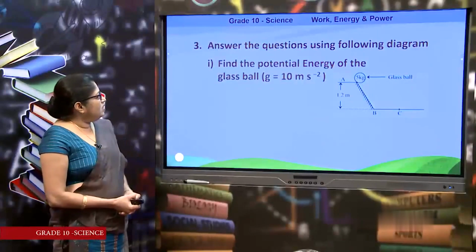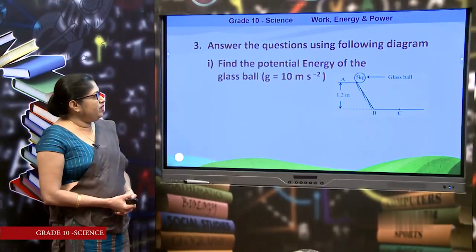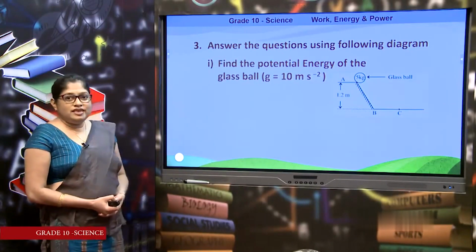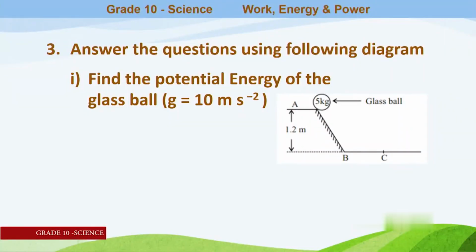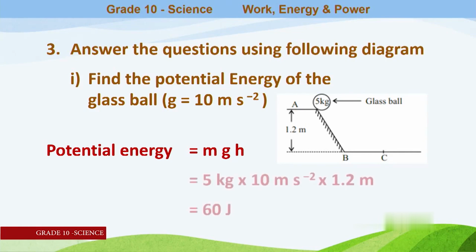Third calculation, answer the questions using following diagram. So all the details are given in the diagram this time. You are asked to calculate the potential energy of the glass ball. So you have to write the equation potential energy equals mgh. So you know the mass of the glass ball as 5 kilogram, and gravitational acceleration is also given 10 meters per square second, and height is 1.2. So that you can apply these values and you will get 60 joule for potential energy.